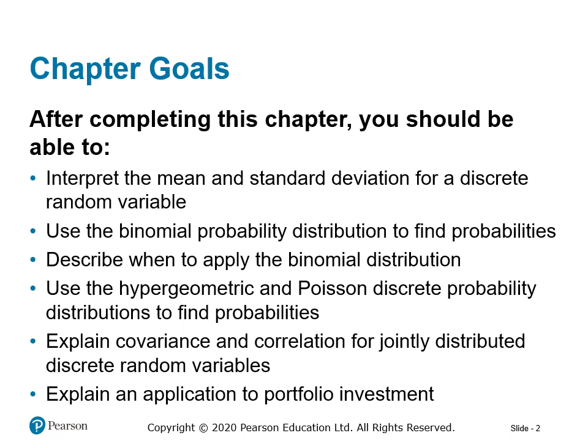After completing the chapter, the goals are that you should be able to interpret the mean and standard deviations for a discrete random variable, use binomial probability distributions to find probabilities, describe when to apply the binomial distribution, use hypergeometric and Poisson discrete probability distributions to find probabilities, explain covariance and correlations for jointly distributed discrete random variables, and explain an application to portfolio investments.